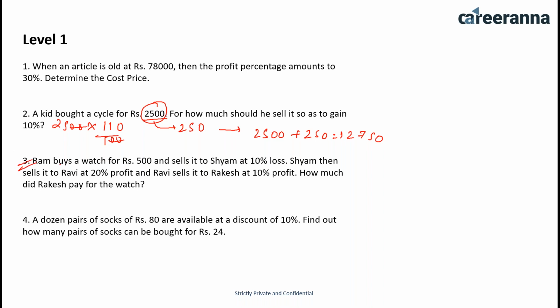Please be very quick. Ram buys a watch for 500 and sells it to Sham at a 10% loss. Very good, guys. Very fast. Guys, we don't need pen and paper to solve this question.